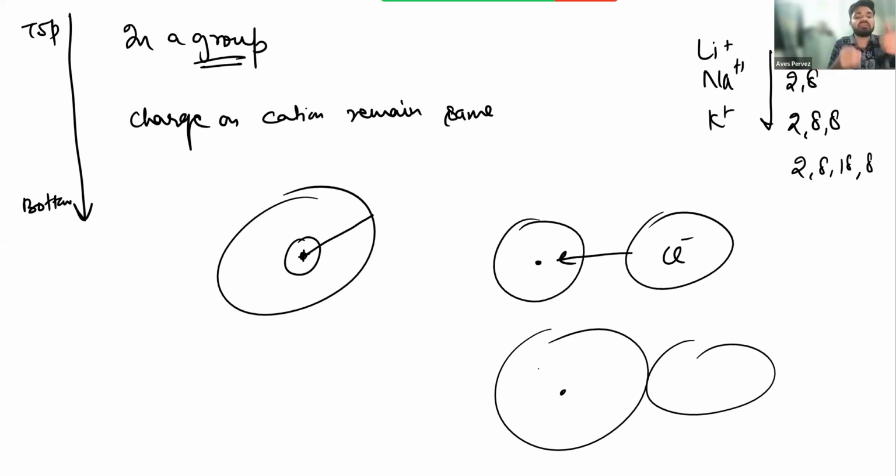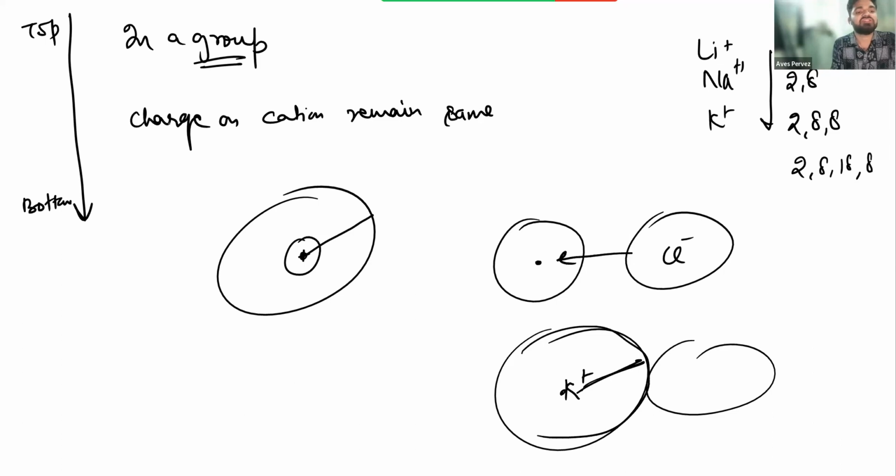But if we increase the size and have K positive here, then the outermost shell will be away from the nucleus. It is far away, and it is not going to attract with that power. So we will simply say that distortion of electron clouds decreases as the size of the positively charged ion increases. Mark my point, we are just talking about the size of the positively charged ion. If the size of the positively charged ion increases, there will be less distortion, and if there is less distortion, there will be less covalent character and more ionic character.